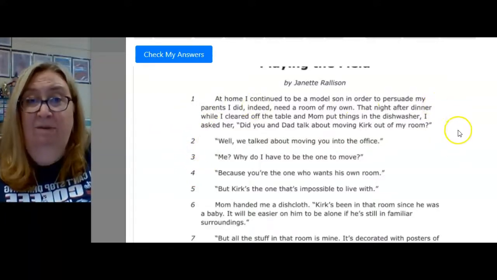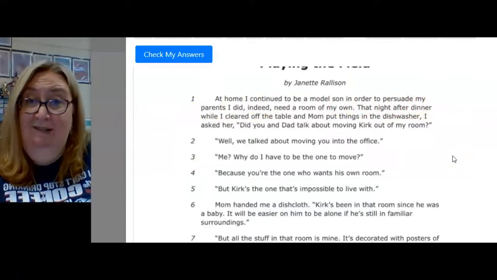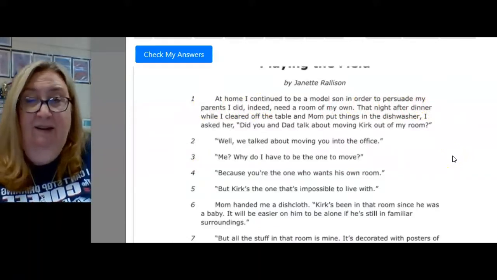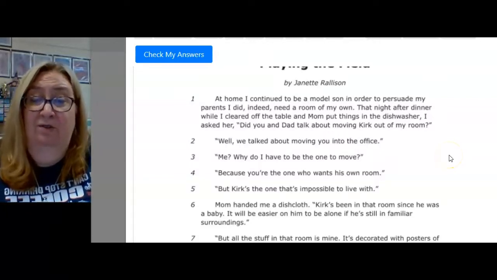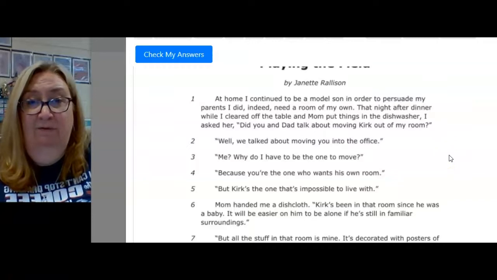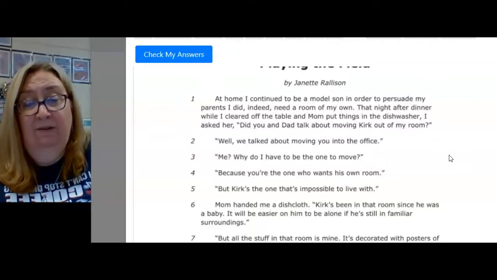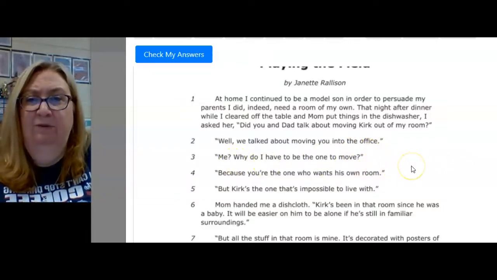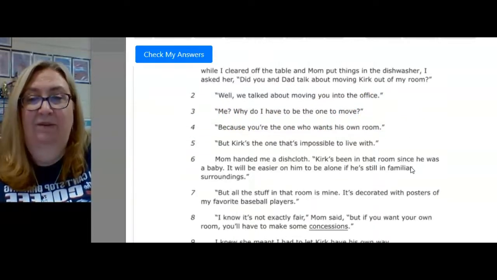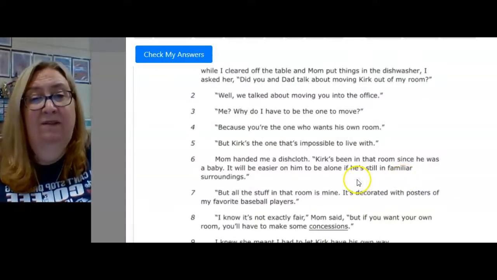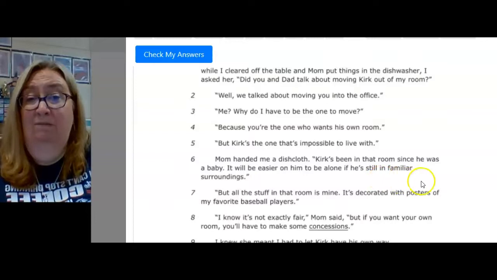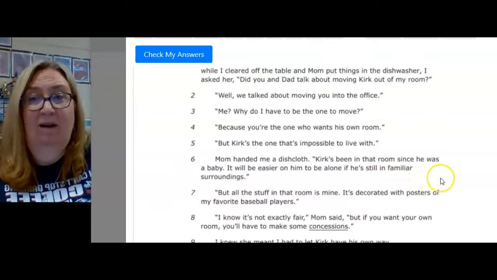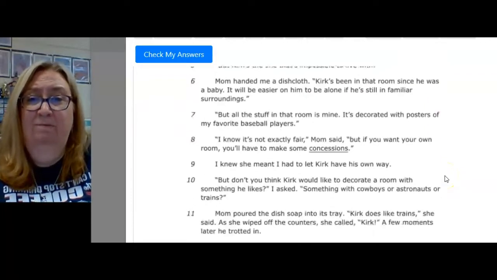At home, I continued to be a model son in order to persuade my parents that I did, indeed, need a room of my own. That night after dinner, while I cleared off the table and Mom put things in the dishwasher, I asked her, "Did you talk to Dad about moving Kirk out of my room?" "Well, we talked about moving you into the office." "Me? Why do I have to be the one to move?" "Because you're the one who wants his own room." "But Kirk's the one that's impossible to live with." Mom handed me a dishcloth. "Kirk's been in that room since he was a baby. It will be easier on him to be alone if he's still in familiar surroundings." "But all the stuff in that room is mine. It's decorated with posters of my favorite baseball players."